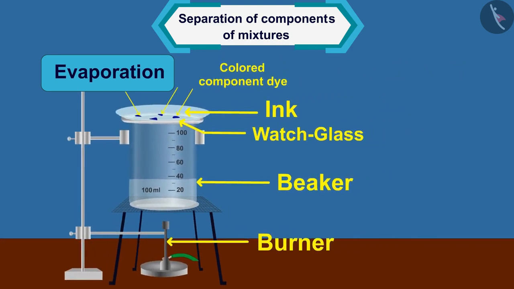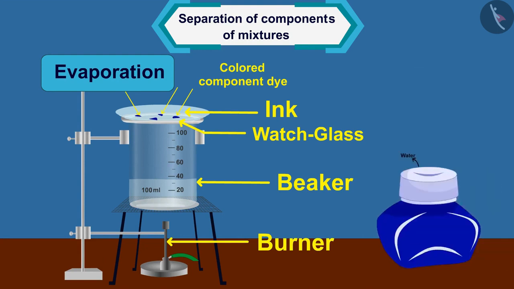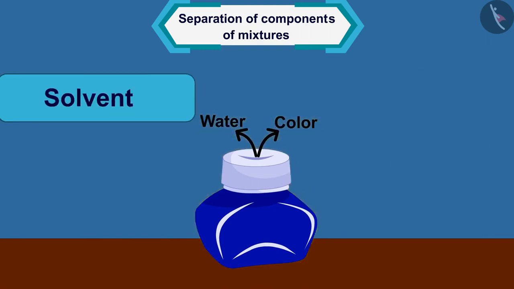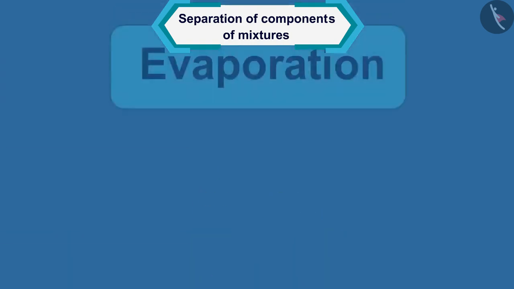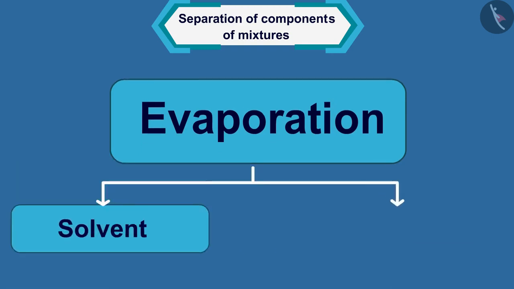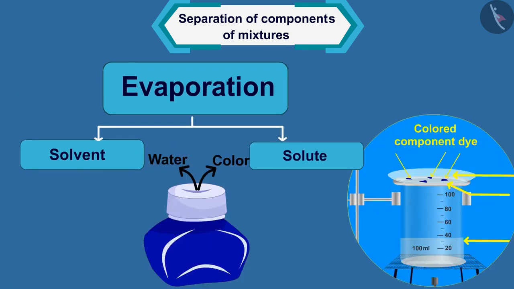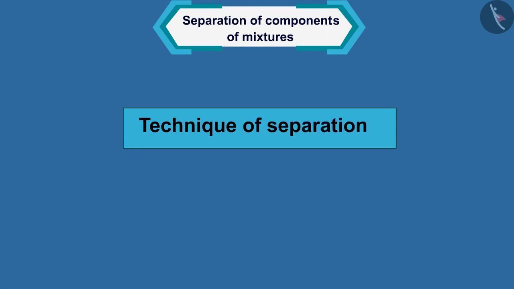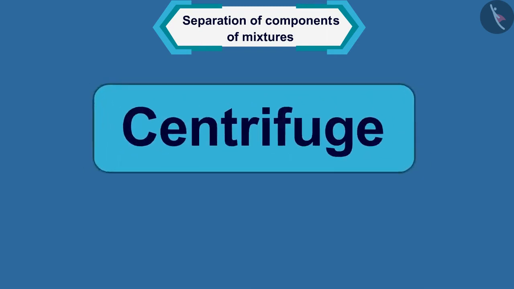So we can now conclude by this activity that ink is a mixture composed of water and color components, in which water is a solvent and color is a solute. And we can separate the solute from the solvent in mixtures such as ink by evaporation. Let us now learn about the second technique of separation, centrifuge.